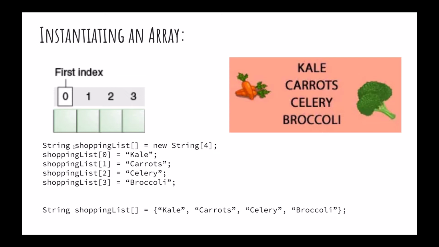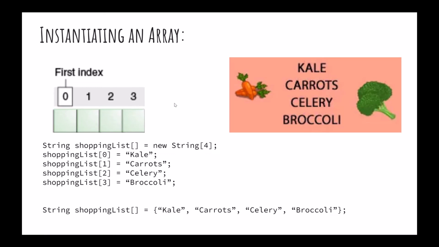So if we want to name this array shopping list, we're going to do string shopping list bracket is equal to new, then the data type, so equals new string, and then the amount of items you want to store inside the array. So since we have 4 different items you want to store in the array, we're going to write 4. String shopping list is equal to new string, right? This bracket can go there, but I prefer to put it there.